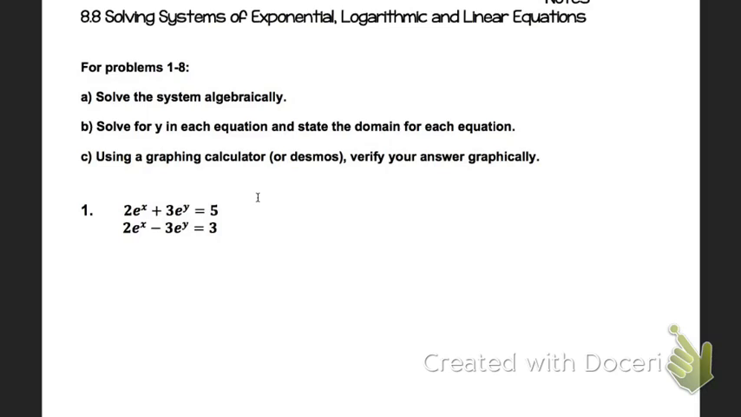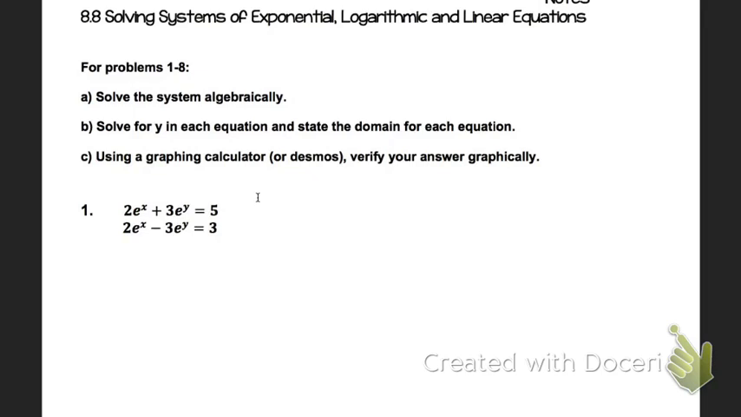They could intersect once, at one ordered pair, and that's mostly the only ones that we will see. I would say 99% of the time we'll see that. Or they could intersect at 2 points, but the examples that I've shown will be just at 1 point. So we're going to solve this system algebraically.